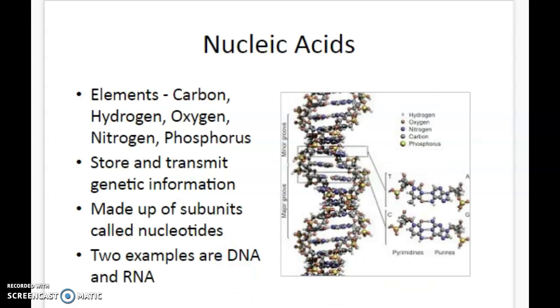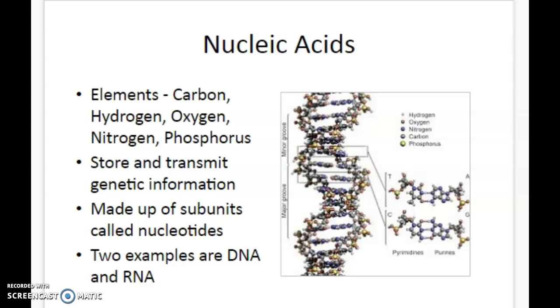And then the last one we have are called nucleic acids. These are not things that you consume. They are just produced in your body. The elements that make that up are carbon, hydrogen, oxygen, nitrogen, and phosphorus. This is your DNA. So its function is to store and transmit genetic information. And so all of your genetic information is stored on DNA.